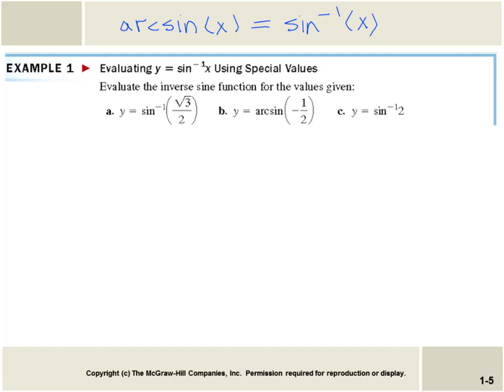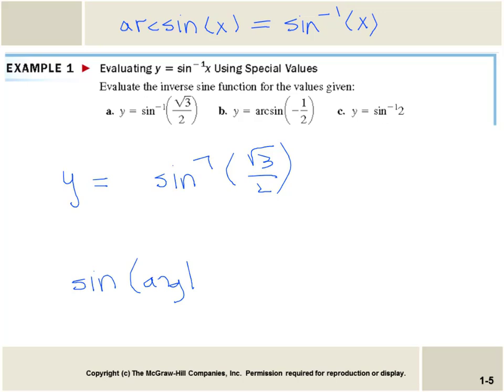So let me see. I'm trying to think of the best way to proceed with this. What we want to do is, let's say we have y equals the inverse sine of the square root of 3 over 2. Well, this is important. When I have a sine function, I input an angle, and it gives me a point, right? The y value of a point, basically, or a value.